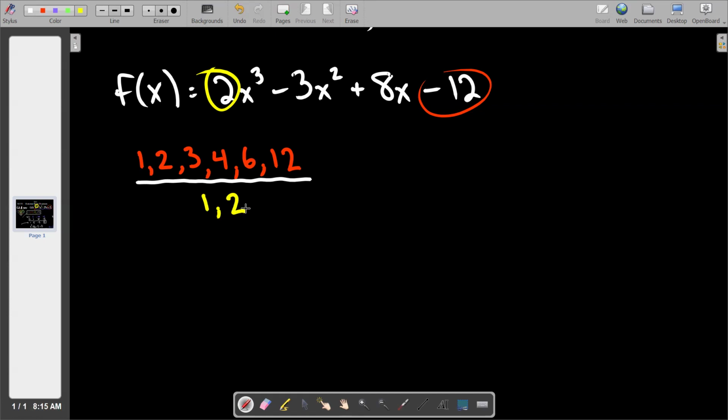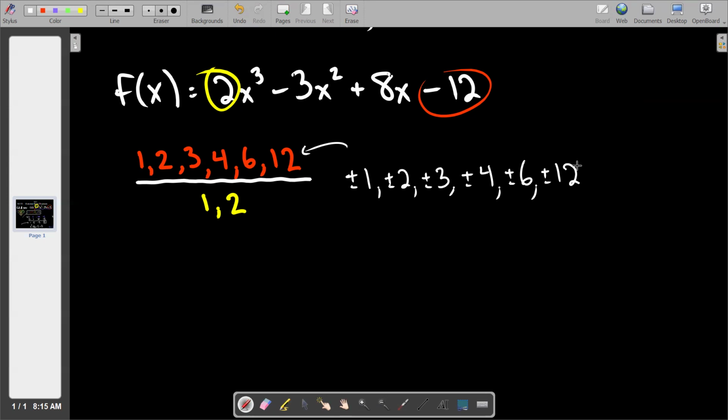So what I like to do is go through and acknowledge all the whole number candidates first. And so when I make my list of possible rational zeros, I'm going to start my list by saying positive, negative, all of those. So positive, negative 1, positive, negative 2, positive, negative 3, positive, negative 4, positive, negative 6, positive, negative 12. So we already have 12 candidates on the board.